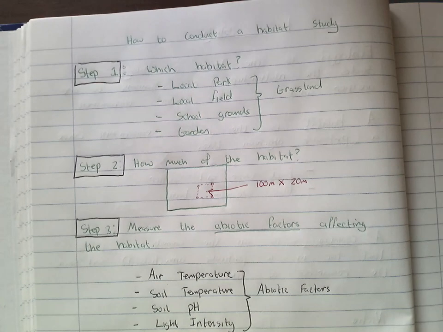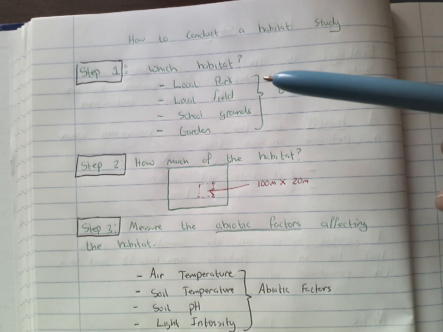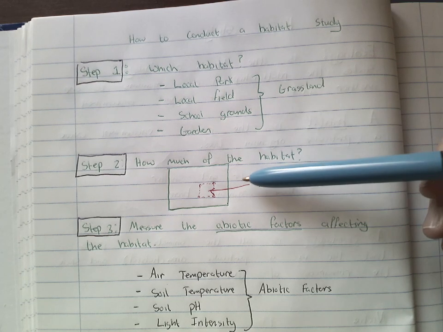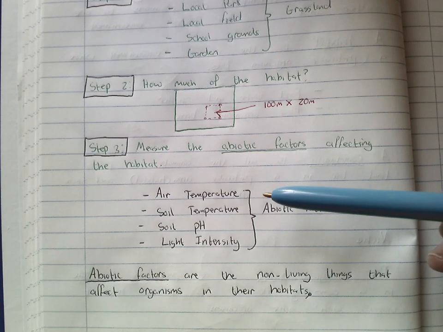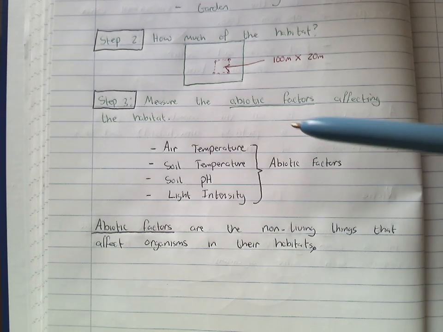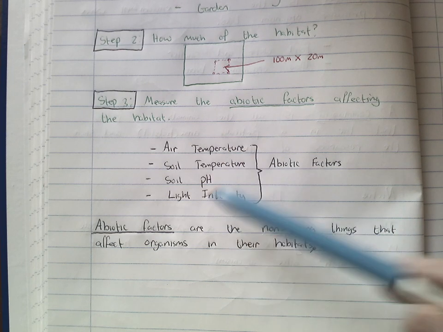Okay, so in the last lesson, we looked at the first three steps in relation to studying a habitat. So pick the habitat you want to study, decide how much of the habitat you want to look at, measure the abiotic factors, and we talked about what abiotic factors are. So these are some examples of what we mean by abiotic factors.